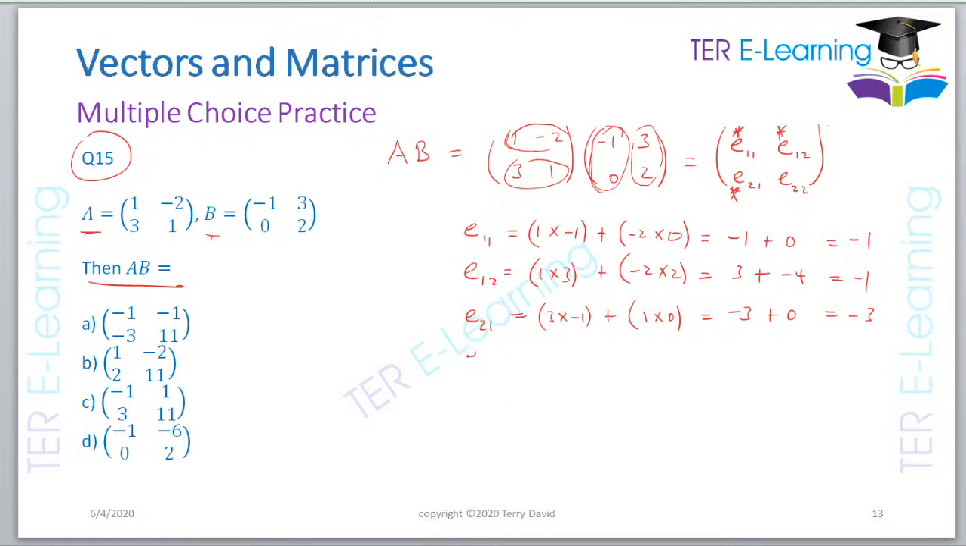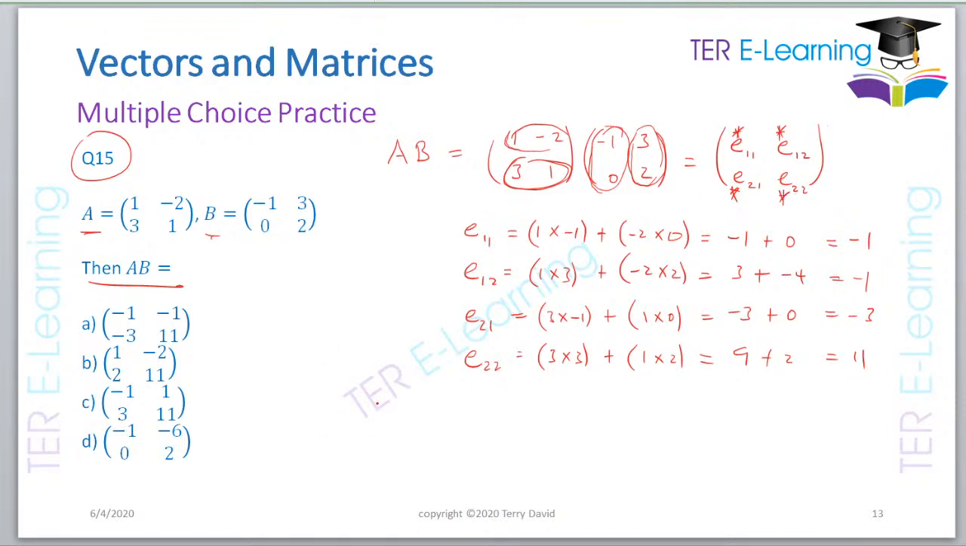So the last one now, which is E22, right? I'm going to take this row by this column. So that will be 3 multiplied by 3 plus 1 multiplied by 2, right? So this is 3 3s are 9 plus 2, and that gives me 11. So therefore, I've worked out this number here.